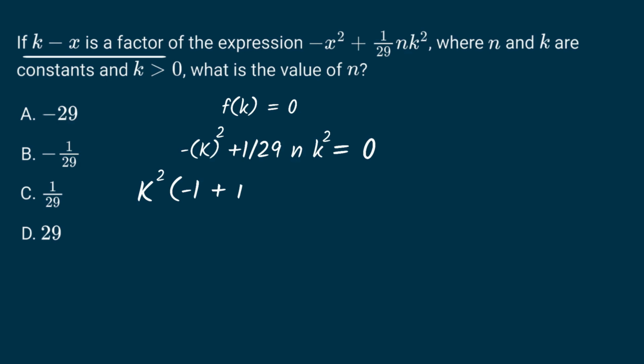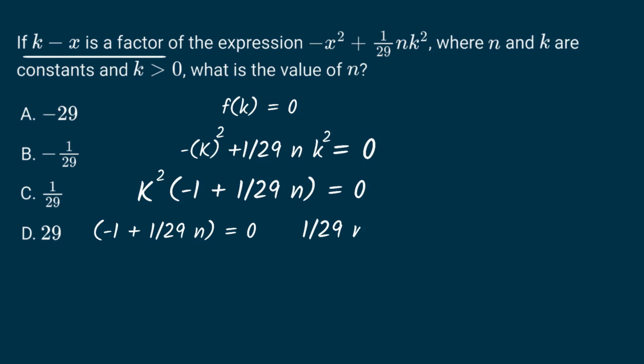Take k squared as common factor, then k squared will be eliminated based on the null factor law. Then you can simply isolate n, and n should be 29. The answer will be D. You can repeat the video for further clarity.